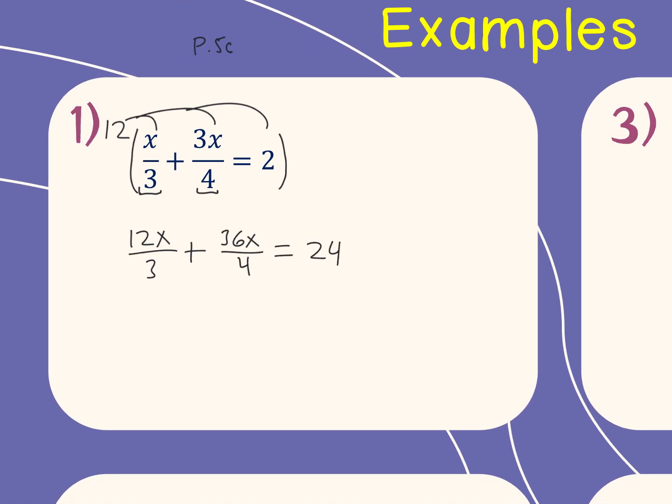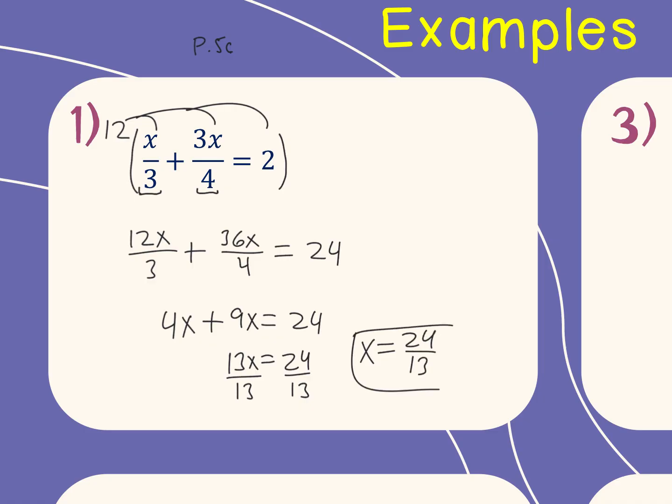All right, it looks like we still have fractions, but let's try to simplify these. The whole point of doing this is to get rid of the fraction, and if we did it right, this should simplify. 12x divided by 3 is going to get us a 4x. 36x divided by 4 is going to get you a 9x equals 24. And then this is just a super simple linear equation. So 4x plus 9x is going to get you 13x equals 24. Then you can divide both sides by 13, and so I get x equals 24 over 13.